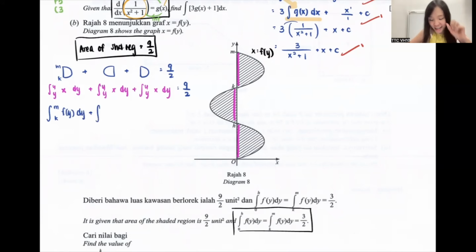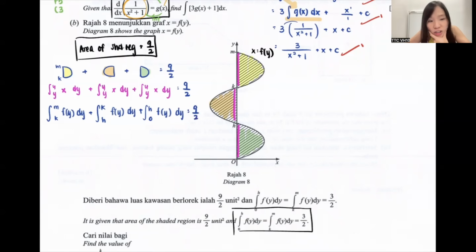Then the second one. Can I put color? This one is yellow, this one is orange, this one is green. So the orange one is from k to h, k on top, h at the bottom. The x for this curve is again f(y). How about the green one? h is on top, 0 is at the bottom, and the curve again, the x is f(y). And then dy equals 9/2.